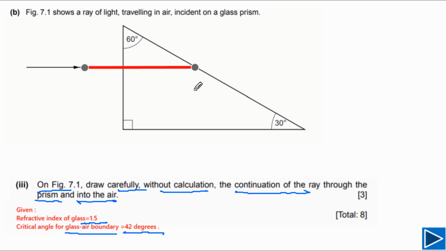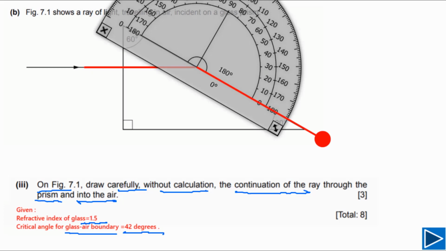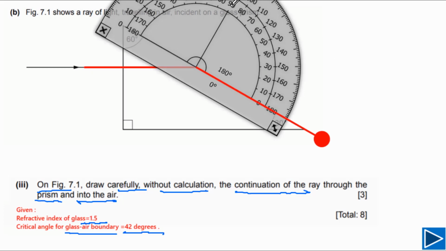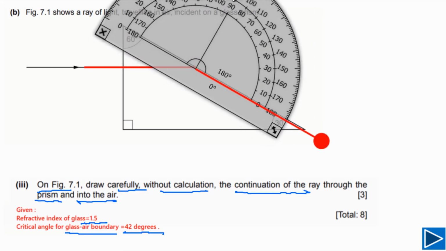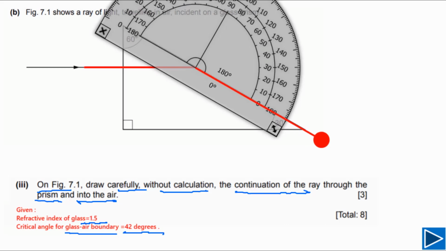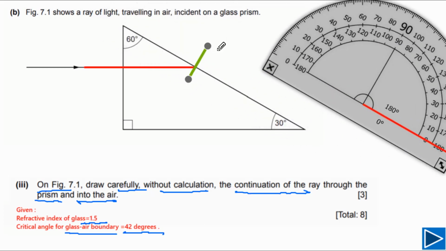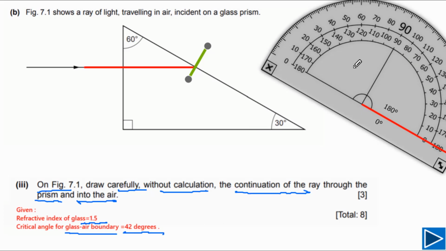Now at this point, this is a very important point, because the critical angle is 42 degrees. We need to draw the normal line, and then we need to find out the angle of incidence. So this is a very important point. So let's try to draw the normal at this surface. So this is our normal at this surface. We can adjust this a little. This is quite a good one. So this is our normal.